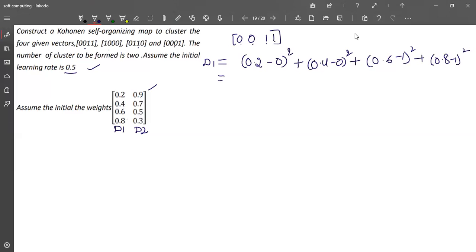If you simplify, 0.2 minus 0 gives 0.2 and its square is 0.04, plus 0.4 minus 0 is 0.4 and its square is 0.16, and 0.6 minus 1 gives minus 0.4, which when squared gives plus 0.16, and 0.8 minus 1 is minus 0.2, which squared gives plus 0.04. If we sum this, 0.08 plus 0.32 gives 0.4. This is D1. Now for the first input vector, let's find D2.